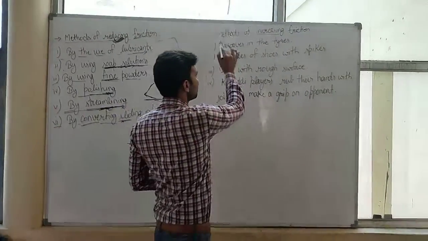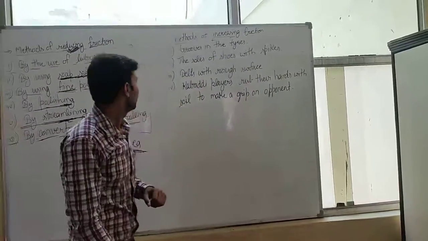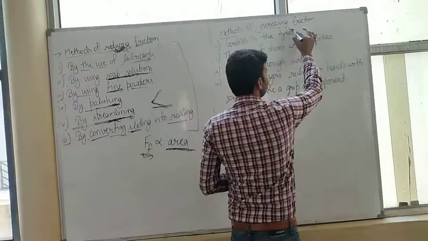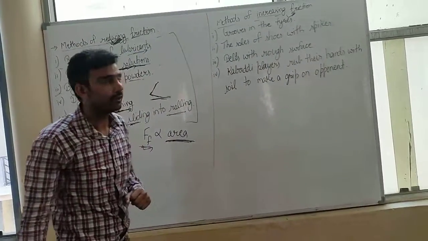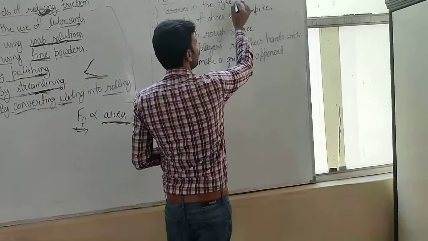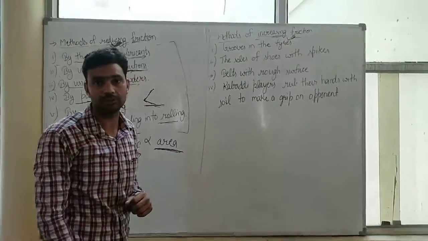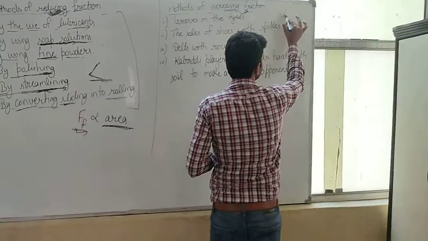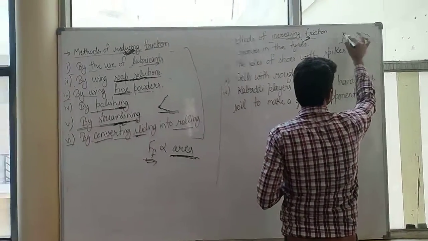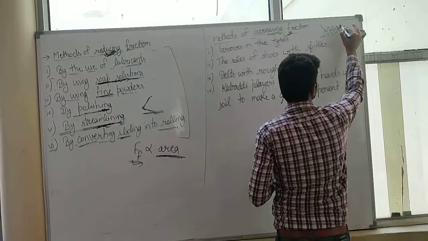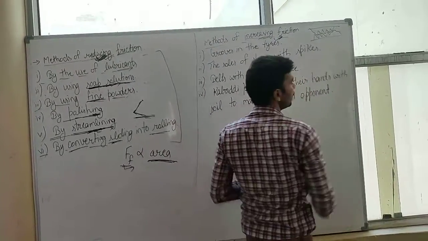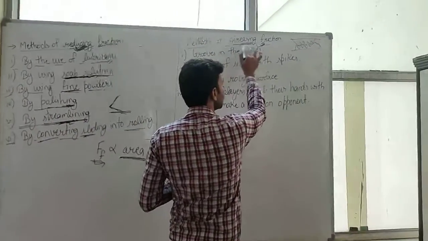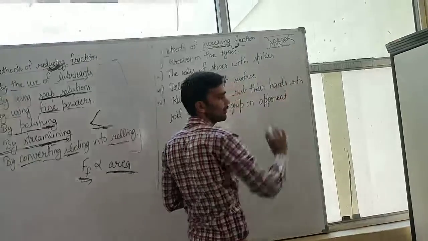Now we will discuss the methods of increasing friction. To reduce friction, we make the surface smooth. So to increase friction, we have to make the surface rough. When the surface becomes rough, due to the irregularities on the surface, the frictional force will increase. Suppose these are the irregularities of two surfaces. When they interlock with each other, the frictional force will increase. So to increase friction, we have to make the surface rough.